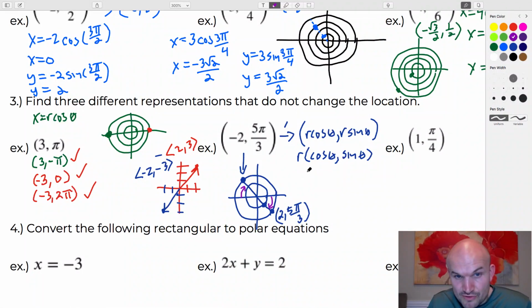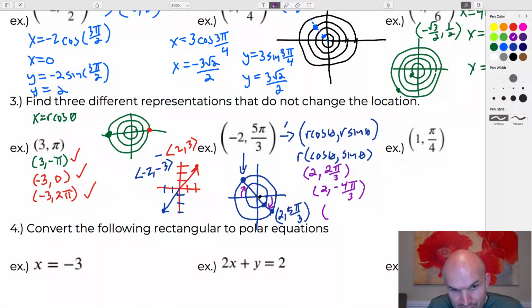If we had a positive radius, well, that's pi over 3 short of pi, so that's going to be 2 pi over 3. And we could do 2 comma the negative version, which would be pi over 3 over pi, which would be 4 pi over 3, so negative 4 pi over 3. And if we also want to do the negative version, instead of doing 5 pi over 3, we could do negative 2, negative pi over 3. So those are your 3 representations.